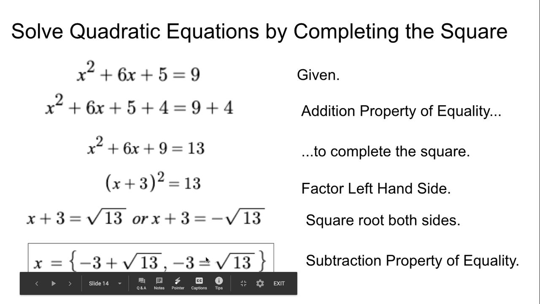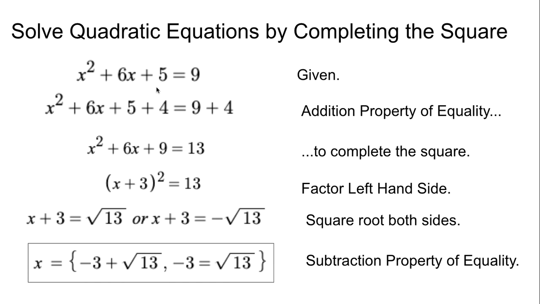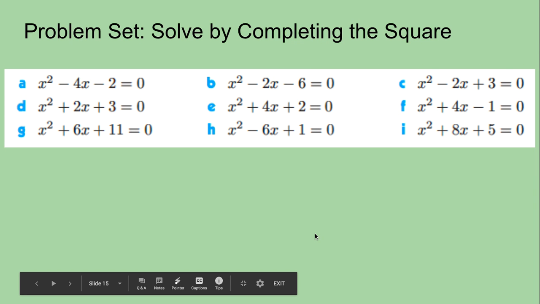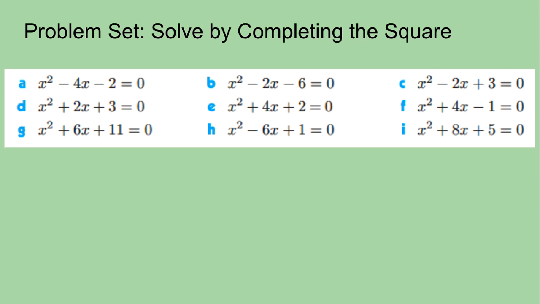Oops, there's a typo in my slide. This should be a minus: negative 3 minus root 13. So that's how you solve a quadratic equation by completing the square that's not easily factorable. And you can see you would have had a hard time factoring this thing with the root 13 in it. But now you can go on, and here are some exercises.